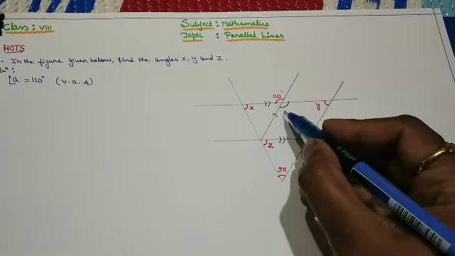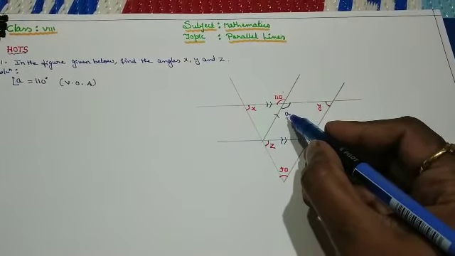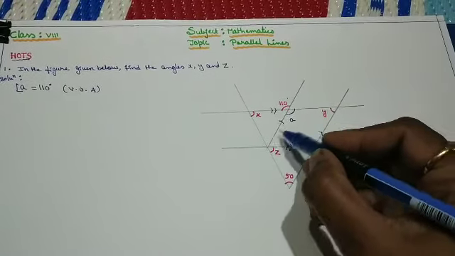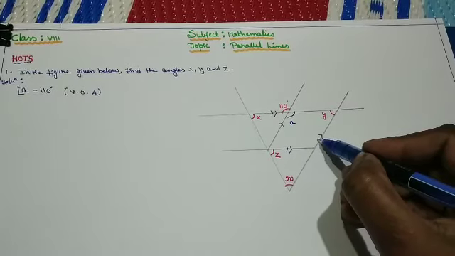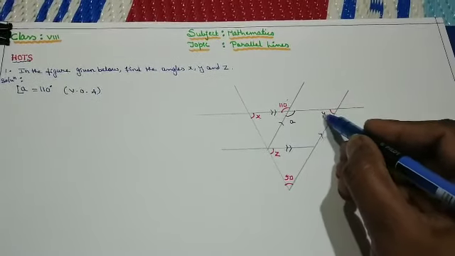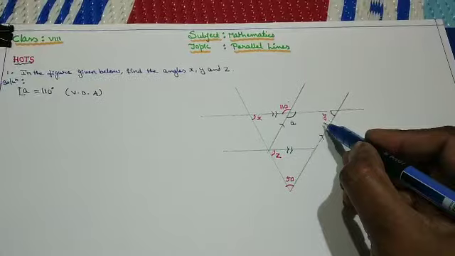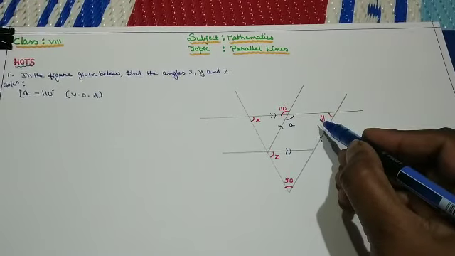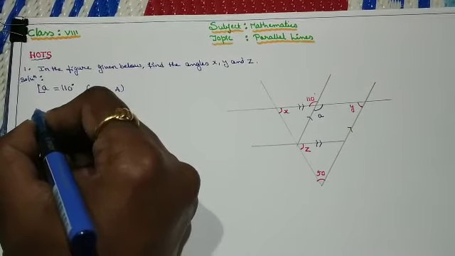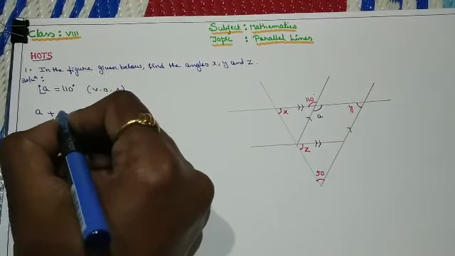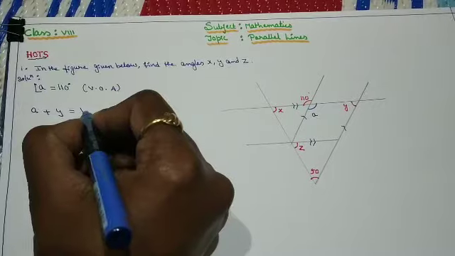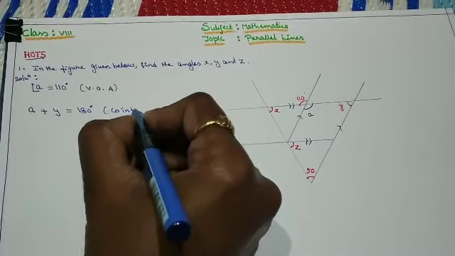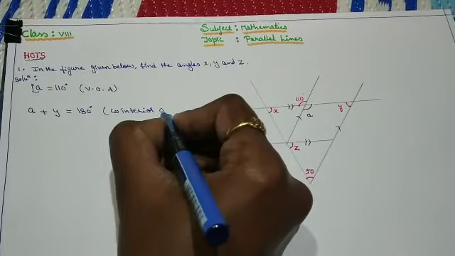Yes, after finding the angle value A, then how it is related with the y? Yes, since this line is parallel to this line, I can apply co-interior concept, that is angle A plus angle y equal to 180 degree. Angle A plus y equal to 180 degree. Reason co-interior angles.